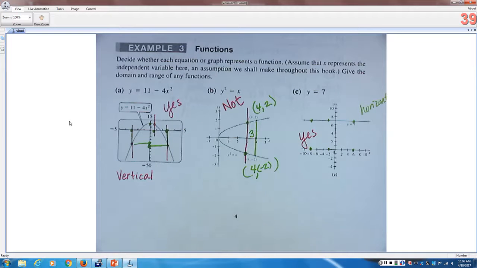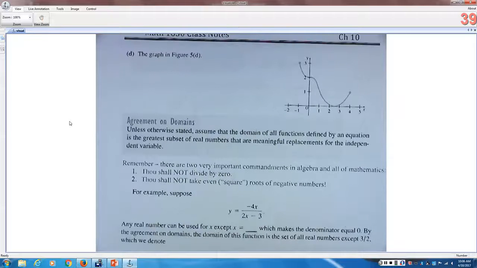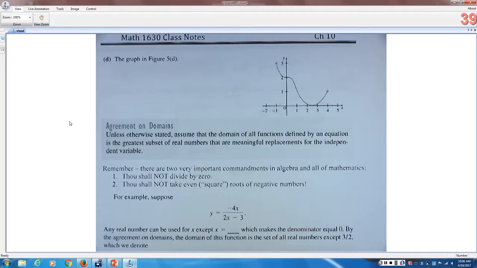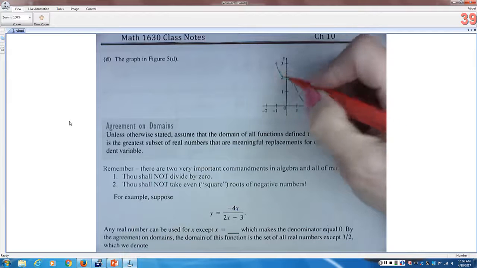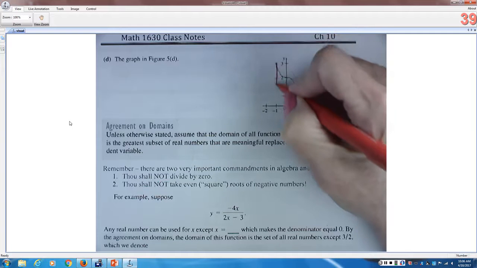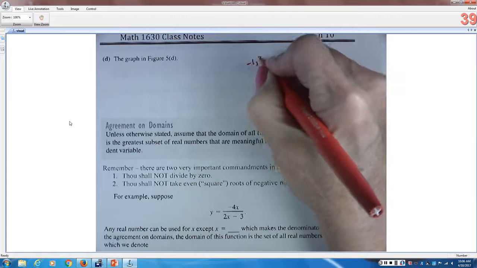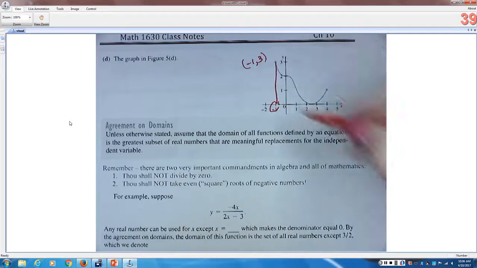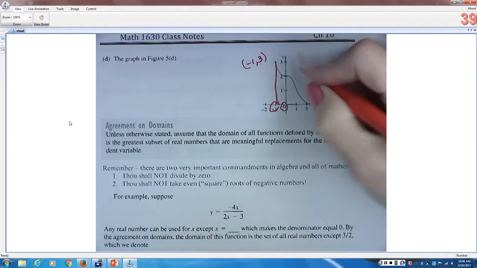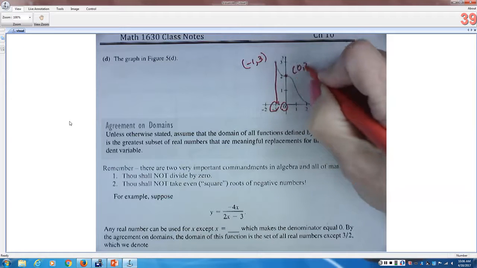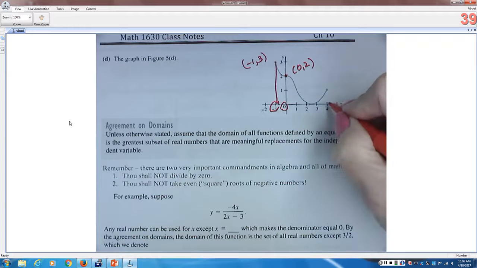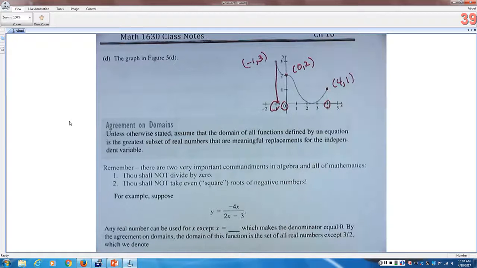And then the last one that you have in the PowerPoint, it says, is this a function? And yes, this is a function. If I put in -1, I come out with 3. And I don't get anything else. If I put in 0, I come out with 2. And I can't get anything else. If I put in 4, I'm going to come out with 1. I can't get anything else. So that's the reason that these are functions.